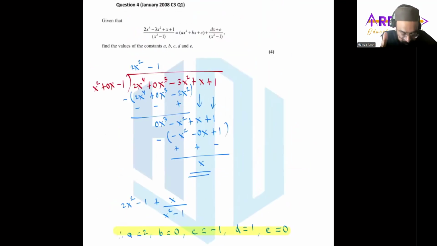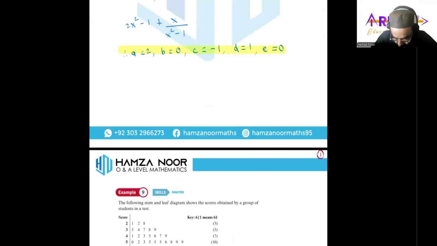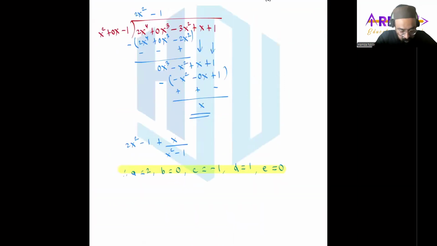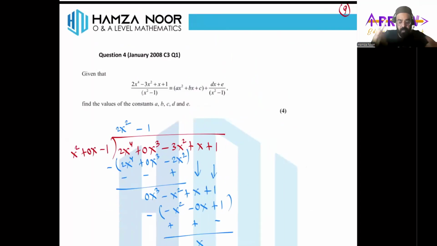Alternatively, you can use the equating the coefficients method as well. So here I'm going to conclude this lecture. The very next lecture would be of S1. Anyways, for the sake of this video, I discussed 4 past paper questions.